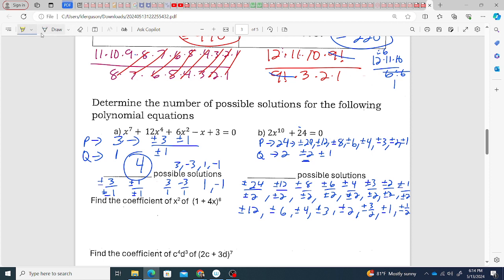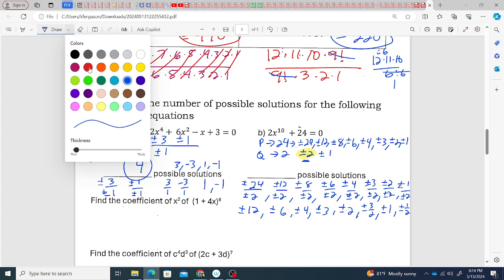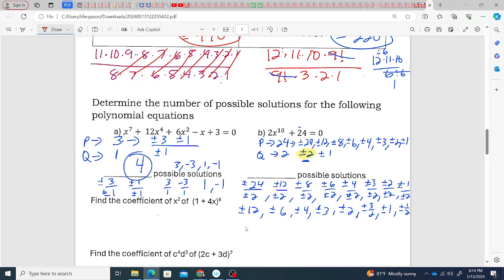Matter of fact, let's highlight. So that was this one. All of those first numbers over that one. Now let's put all of those first numbers over the second one. Let's do that in red. So I'm going to have plus or minus 24 over plus or minus 1. I'm going to have plus or minus 12 over plus or minus 1.